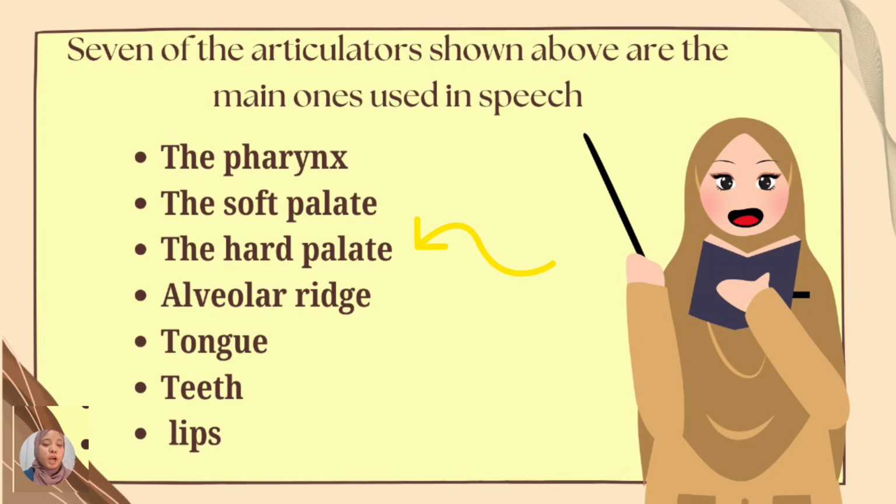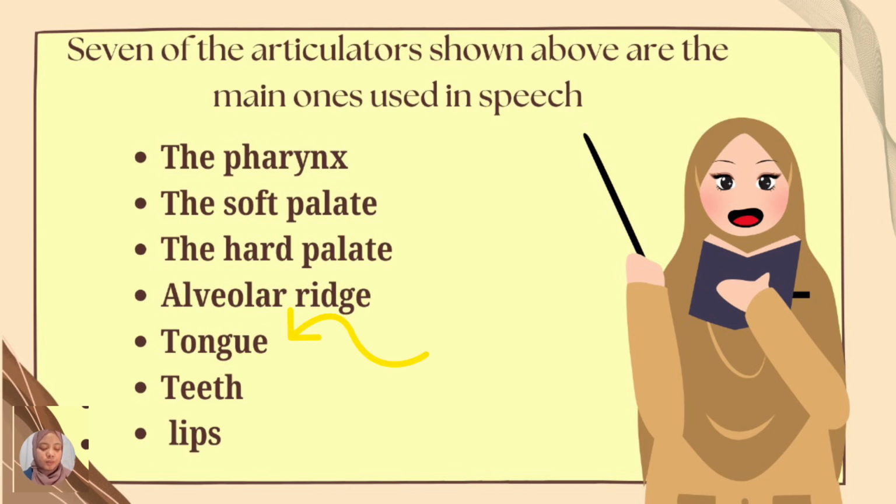Third is the hard palate. The hard palate can be found at the top of the mouth, which is why it is often called the roof of the mouth. Fourth is the alveolar ridge. The alveolar ridge is between the top front teeth and the hard palate. Its surface is rough and is covered with little ridges.